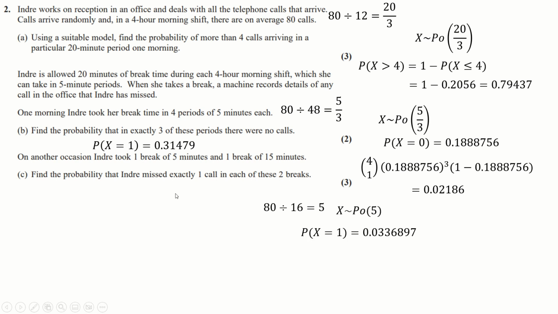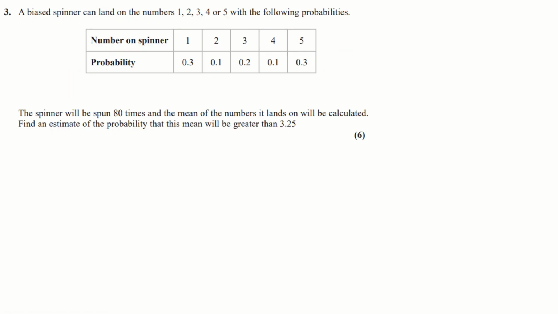And then we just need to do, we want both these things to happen, so it's this times this, and we'll have our answer there. Question number 3 then is about a spinner with probability this. Spun 80 times, let's do 80 times this to work out the expected numbers. So 80 times that, and so on. We'll get all of these.